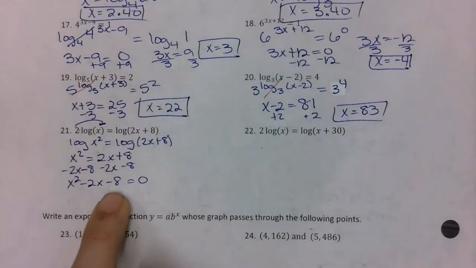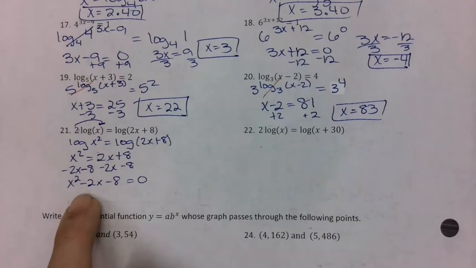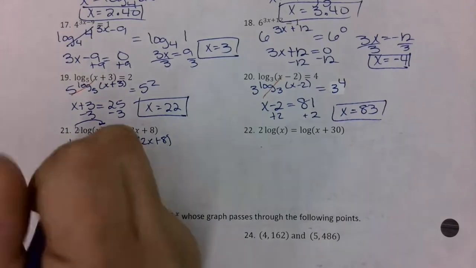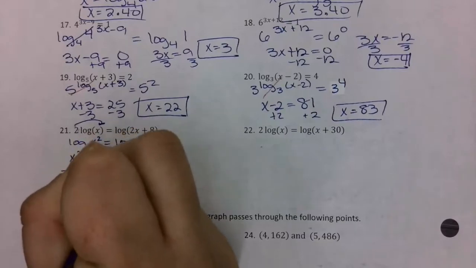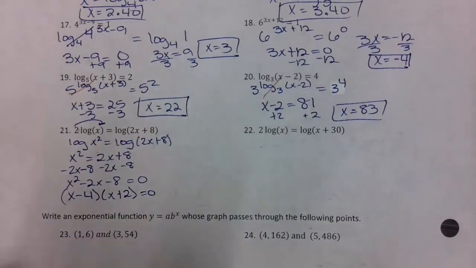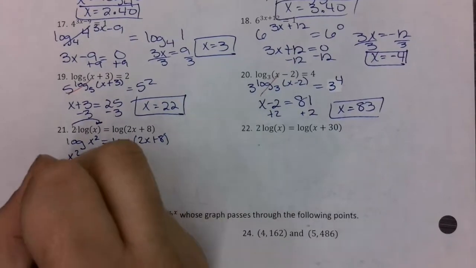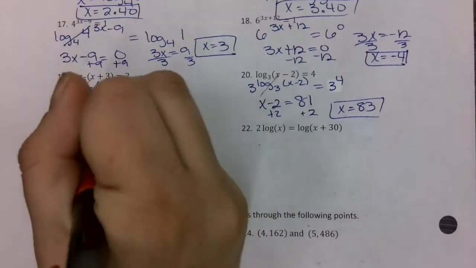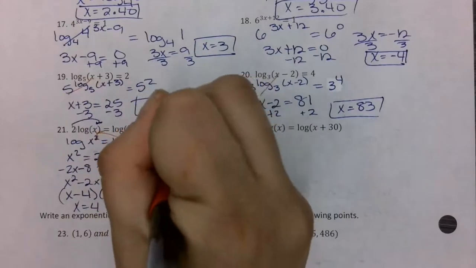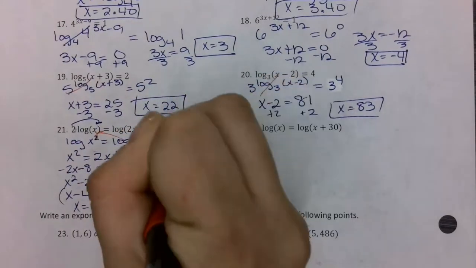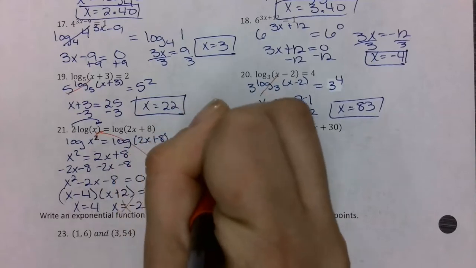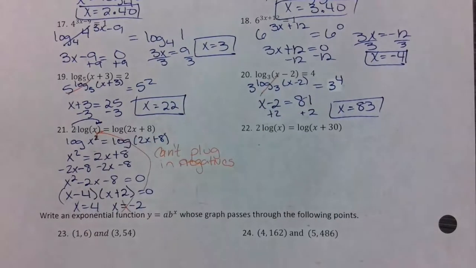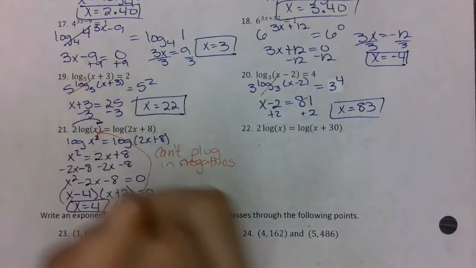I'm looking for what multiplies to negative 8 and adds to negative 2. That would be negative 4 and positive 2. I would take those and set them equal to 0 and solve, or I can just change their signs. So I get x equals 4, x equals negative 2. X equals negative 2 can't be an answer because I can't plug in negatives into a log. So my only answer here is x equals 4.